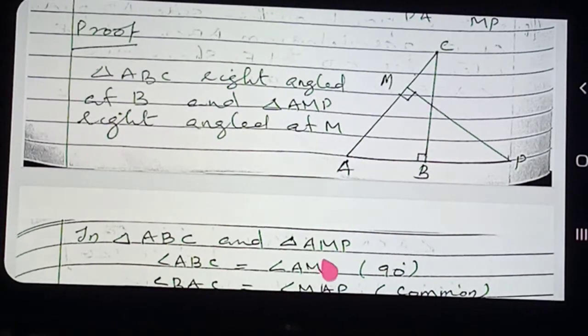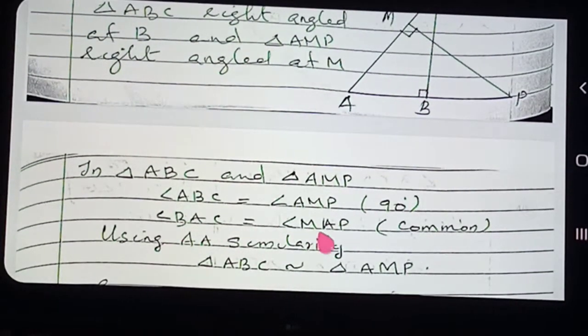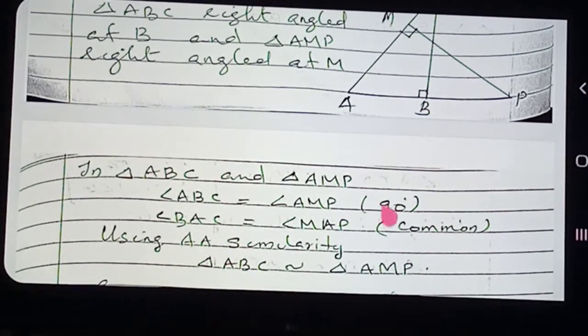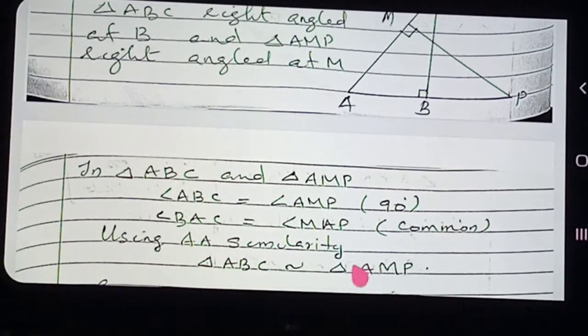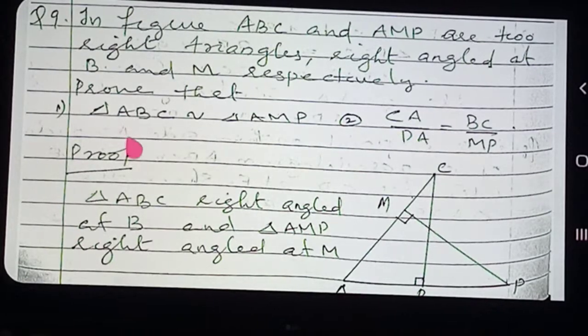Okay, see here, BAC and MAP are equal, common. Angle ABC and angle AMP, what type of angles? Right angles, 90 degrees. Therefore, by AA similarity rule, what can you say? Triangle ABC is similar to triangle AMP. Are you following? Yes. Now, the first part is what you asked in the question. What's the question? Prove that triangle ABC is similar to triangle AMP. We proved it now.